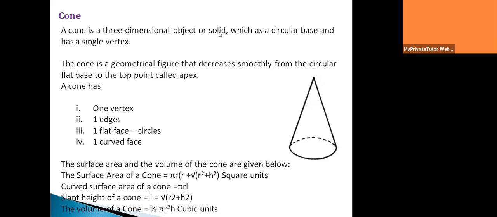This is where the vertex is, one point. It has one edge as well, one flat base and one curved surface. The curved one is this one, and the flat one is this one. The front face looks like a triangle, isn't it? So let me explain the formula, guys.